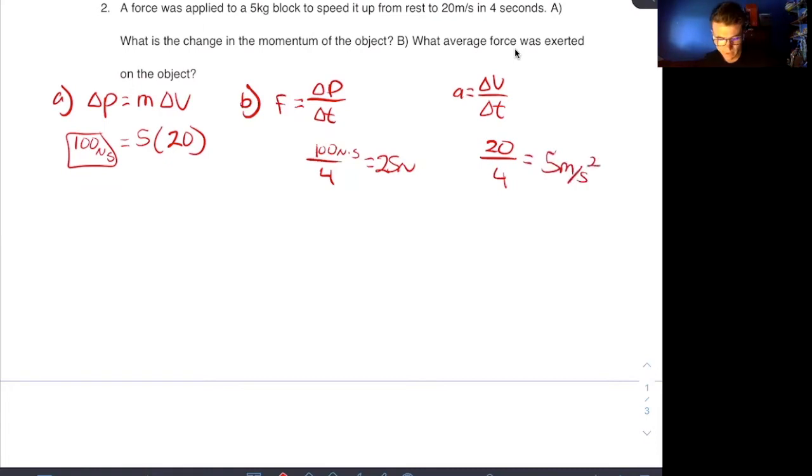So our acceleration is going to be 5 meters per second squared. And then when we plug this into F equals ma, we know that the mass of this object is 5, acceleration is 5, and that gives us 25 newtons. So it comes out to the same answer. It's going to be 25 newtons. This is the average force being exerted on this object.